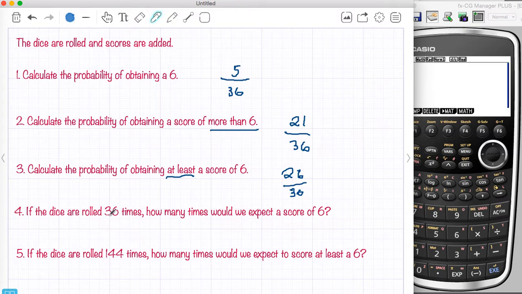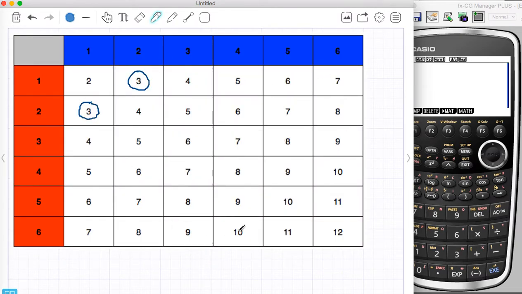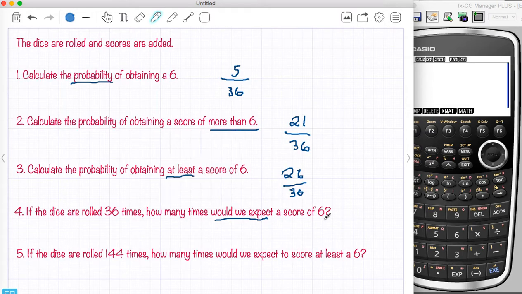If the dice are rolled 36 times, how many times would we expect a score of 6? Now this isn't asking for a probability. Look here, this one's a probability. This one doesn't ask for probability, it's how many times. So if I do it 36 times, which is exactly the number here, how many times would I expect a score of 6? It will be 5. I would expect that to happen 5 times, but not 5 out of 36, because it's not a probability.